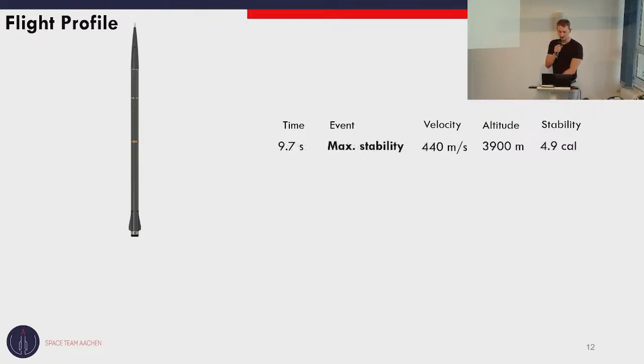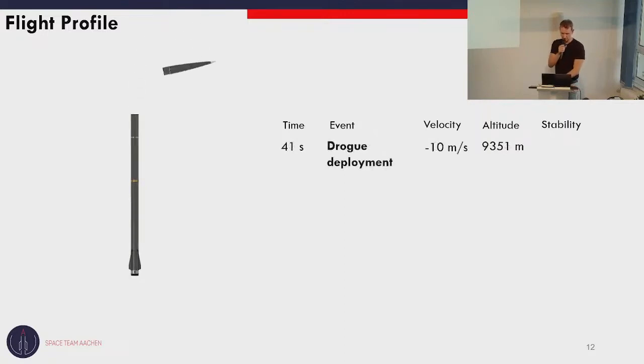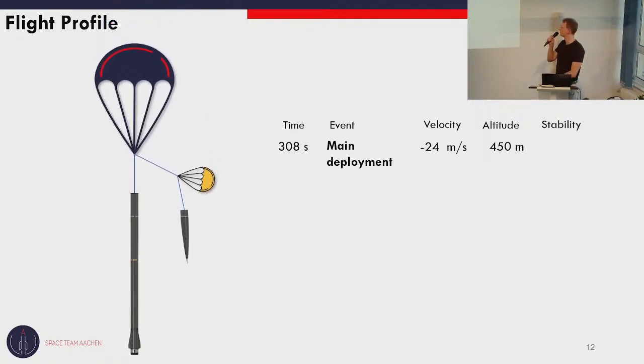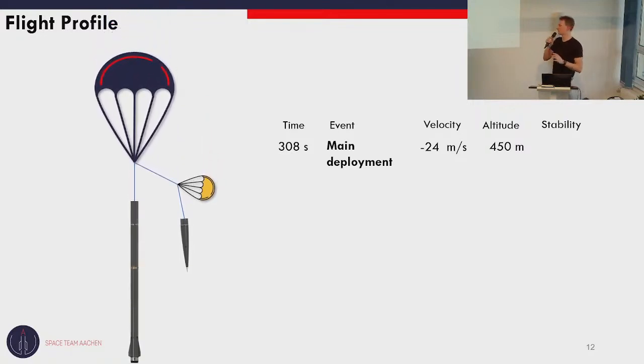After that, we reach the maximum stability after 9.7 seconds. We will have the stability of the mentioned 4.9 calibers. After 40 seconds, we reach the apogee. That will be about 9,300 meters. The drogue parachute will be deployed after 41 seconds after liftoff. And afterwards, we will have a velocity of minus 24 meters per second. So that's the velocity we will have with the drogue parachute ejected.